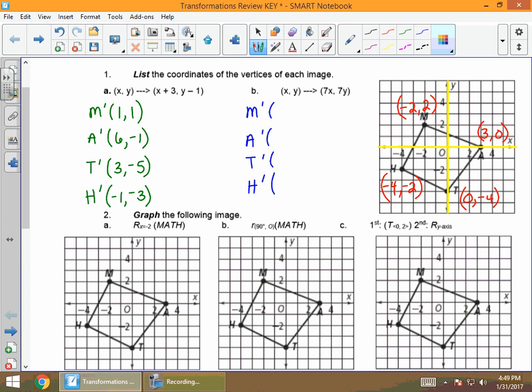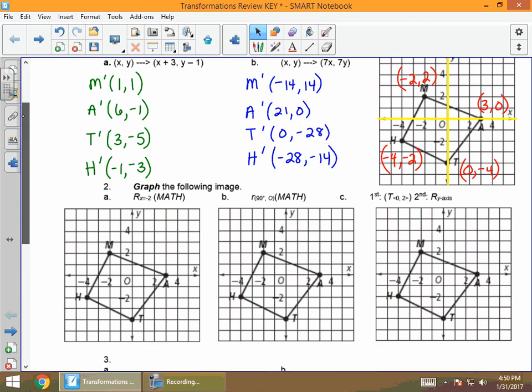Okay, so this is a dilation of 7. So every point's x and y value needs to be multiplied by 7. M was at (-2, 2). Now it's (-14, 14). A was at (3, 0). Multiplying by 7, that's (21, 0). T was at (0, -4). Multiplying by 7, that's (0, -28). And H was at (-4, -2). Multiplying by 7, that's (-28, -14). And that'll take care of question number 1.